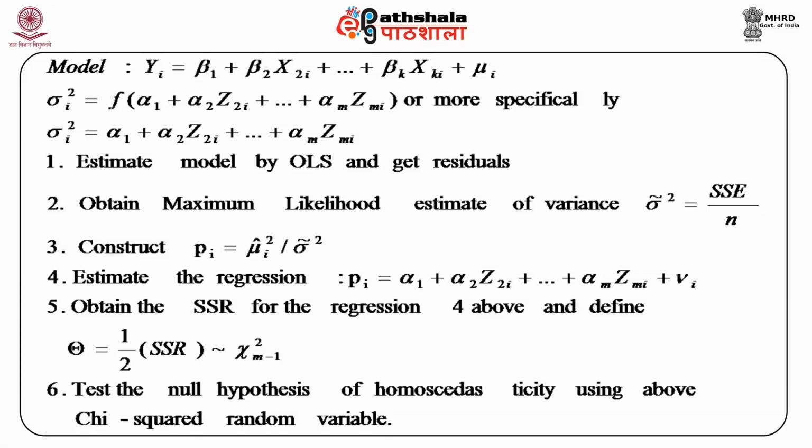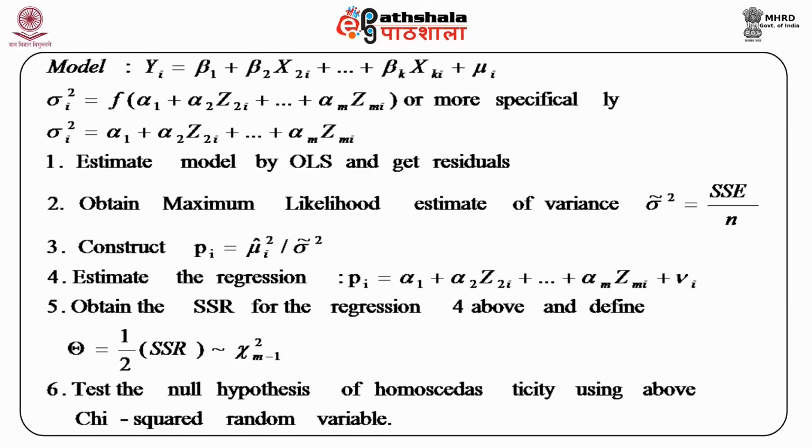Now run the following regression. Pi is equal to alpha 1 plus alpha 2 z2i till alpha m zmi plus Vi. Here Vi is the residual term. Estimate the equation 2 and define theta as half of SSR, that is the explained sum of squares.